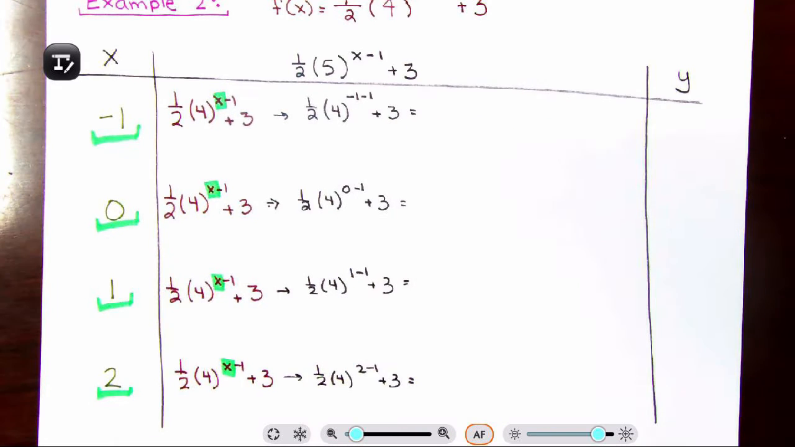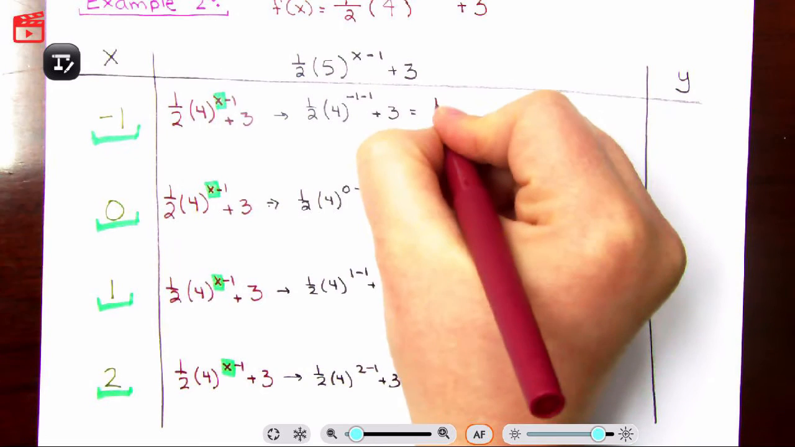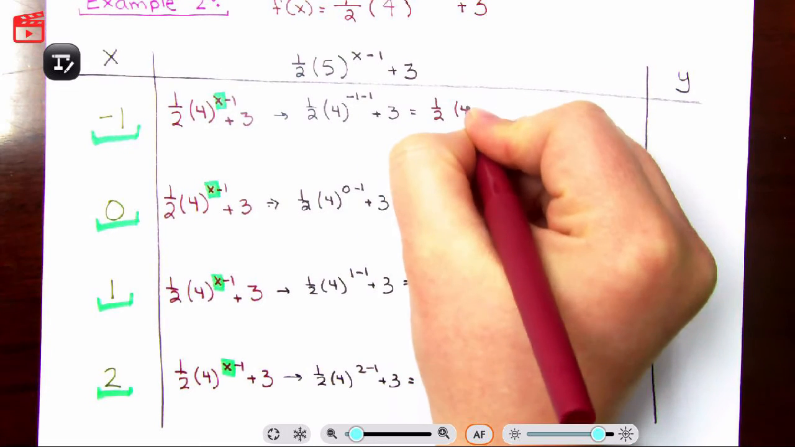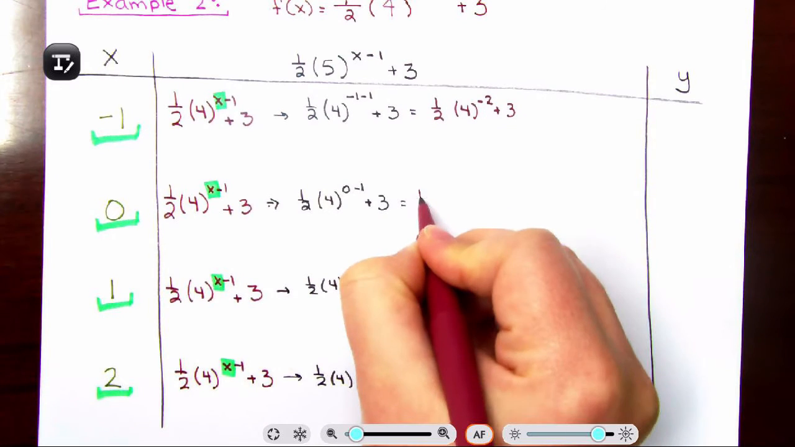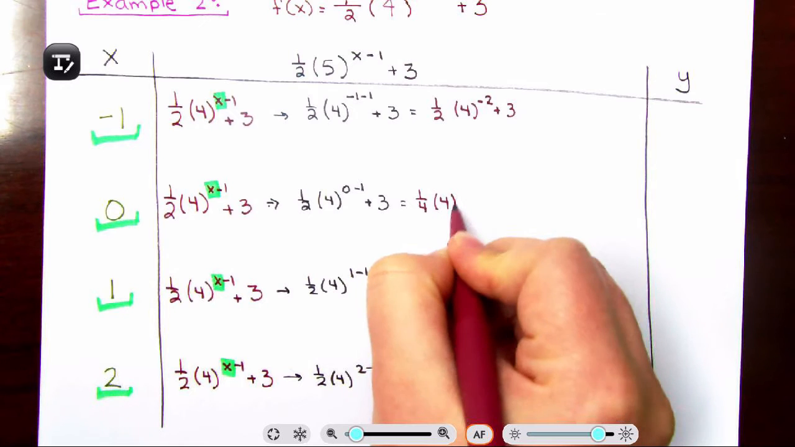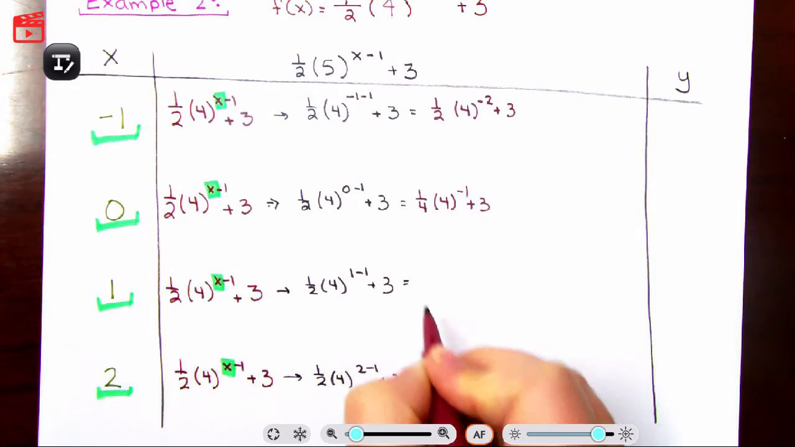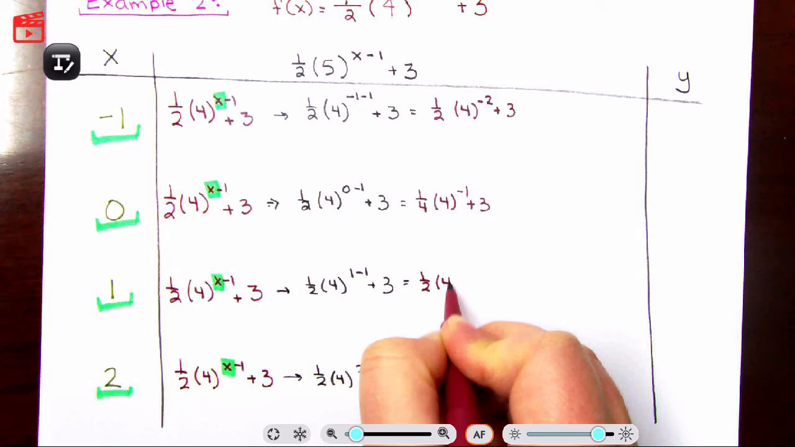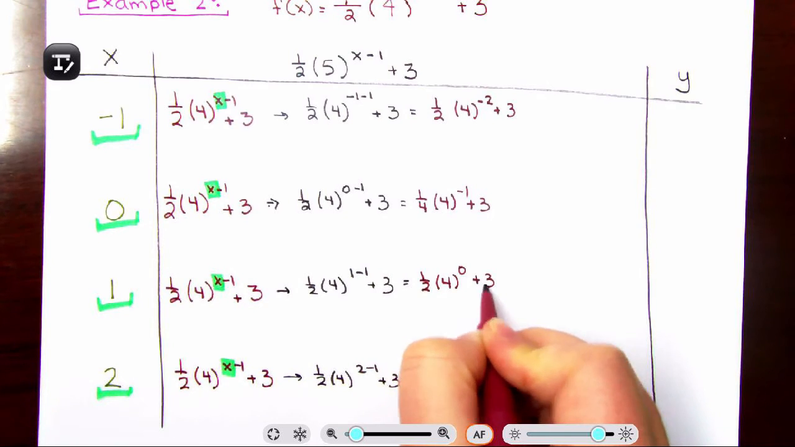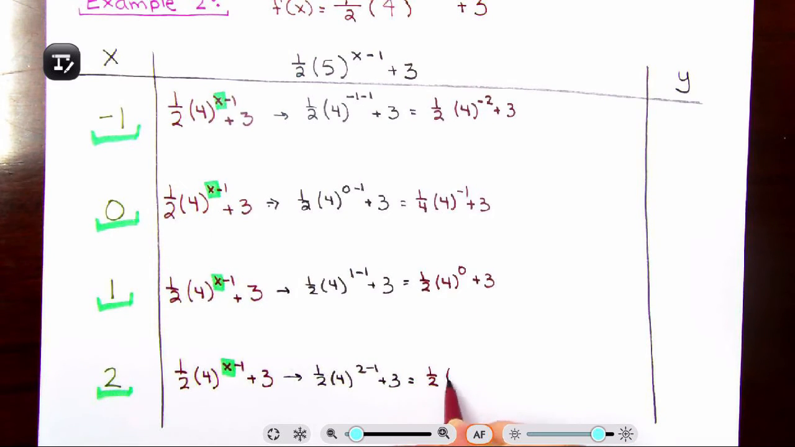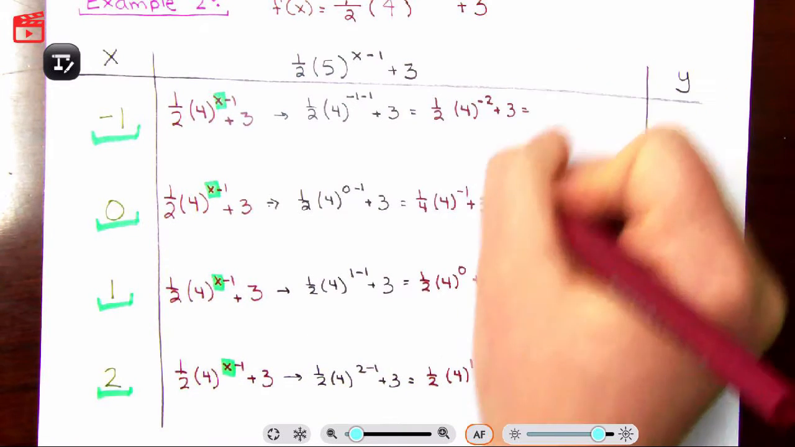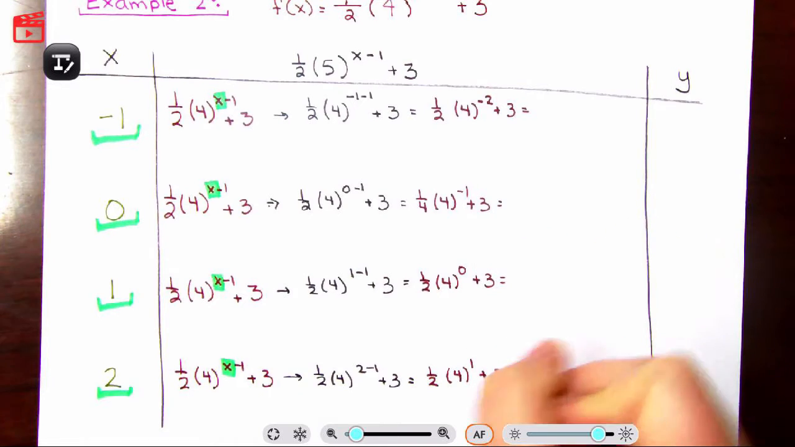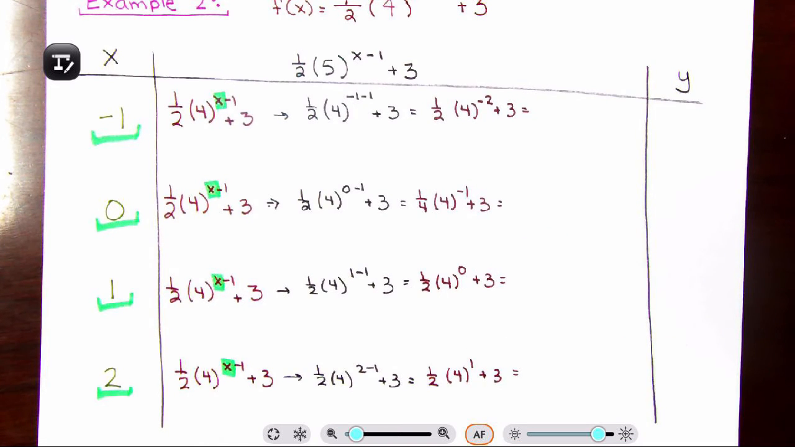Now you're going to solve one at a time. You can use a calculator if you want. I encourage using calculators. So I have 1/2 times 4 to the -2 power plus 3. This is 1/2 times 4 to the -1 power plus 3. This is 1/2 times 4 to the 0 power plus 3. And I have 1/2 times 4 to the 1 power plus 3. Evaluate the powers. Do that off to the side if you need to.